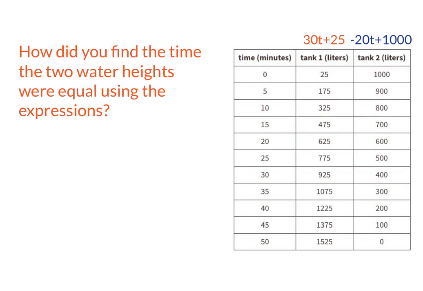How did we find the time that the two water heights were equal using those expressions? What did we do? Well, we set them equal to each other. We set those two expressions equal to each other because we knew that the water levels were going to be the same, right? And these expressions are written in terms of the water levels, which means these expressions should equal each other if the water levels are equal, right? So then we did that, and what did we do next? We just solved for T.